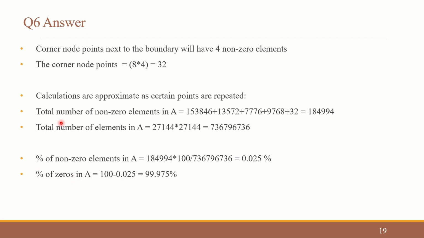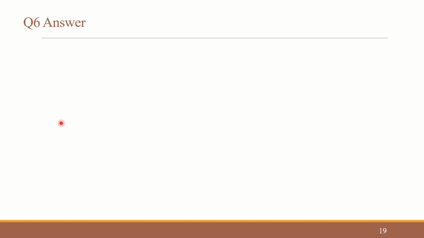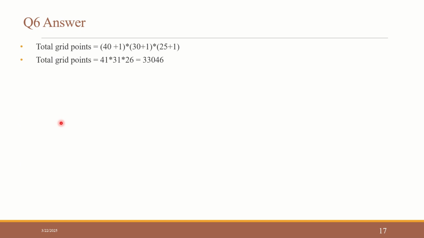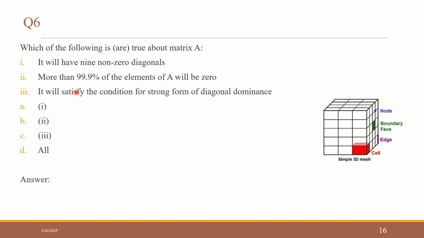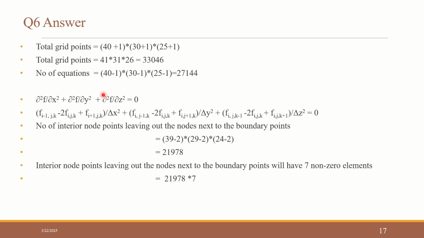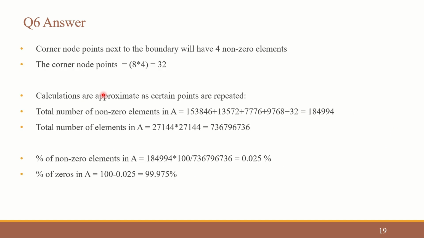So that is our statement, and we have found it true as well. So that is why in the question we said second statement is true. More than 99.9% of elements of A will be 0, which we have proved as well. So I'll give you 1 minute time. Just look at it. We will solve the next problem. If you have any doubts, you can ask.